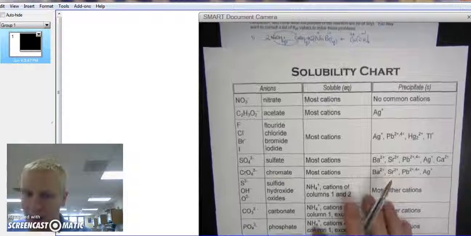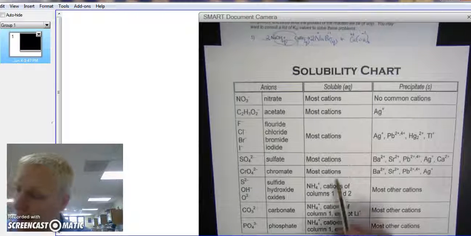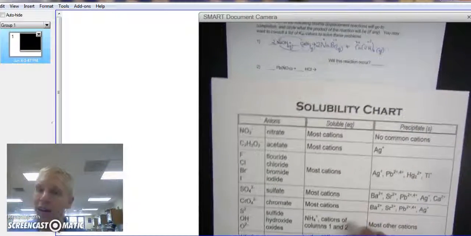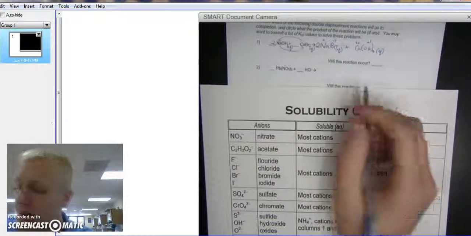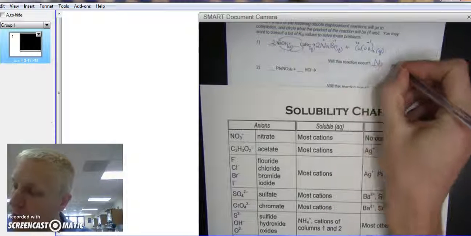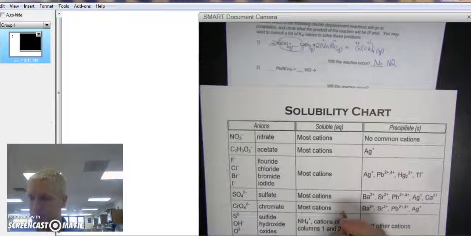Next, hydroxides. Looking at hydroxides, where are they? They're over here. We're talking about calcium hydroxide. Cations of columns 1 and 2, and calcium is in column 2, are aqueous. So we've got aqueous right here. Both of our products are aqueous. If both products are aqueous, will this reaction occur? The answer is no. It will be no reaction.